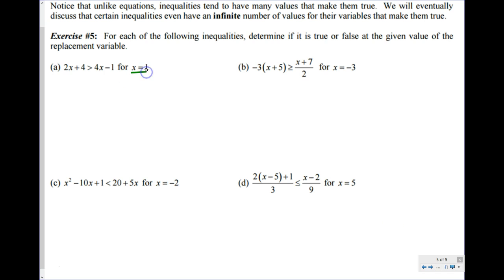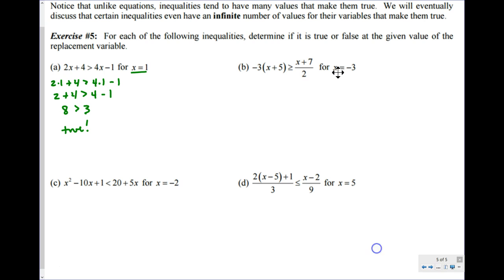I'm going to plug in x equals 1, so it'll be 2 times 1 plus 4 is greater than 4 times 1 minus 1. PEMDAS says I do 2 times 1 first. 4 times 1 is 4 minus 1. 2 plus 4 is 8. Is 8 greater than 4 minus 1, 3? No. This is false. Not true. 8. Oh, wait, I'm wrong. 8 is greater than 3. Sorry. True. See how easy it is to make mistakes? You guys catch me on them all the time.